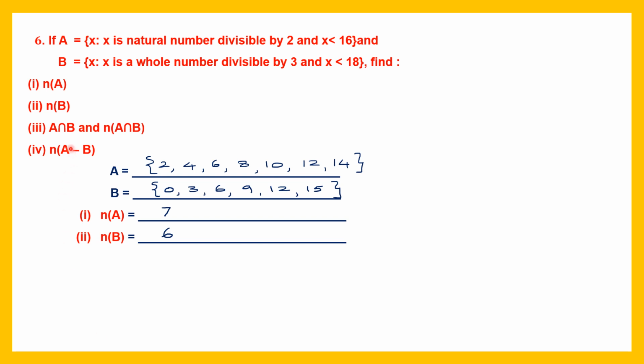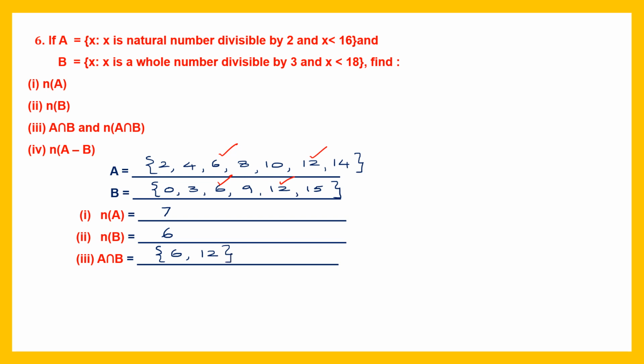Next one, A intersection B. Okay, so we have to first find A intersection B. That means what are the elements that are common to set A and set B. Now let's start with set A. 2, it's not there in set B. 4, no. 6, yes, 6 is there in both the sets. Then we go on to the next one. 8 is not there. 10 is not there. 12, yes, 12 is there. So these are the two elements that are common. So A intersection B will be 6 and 12.